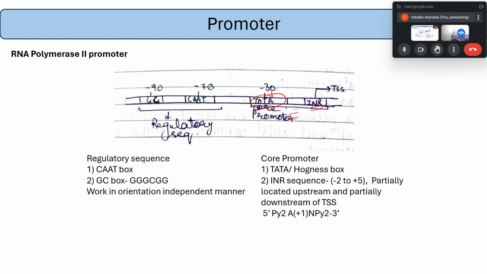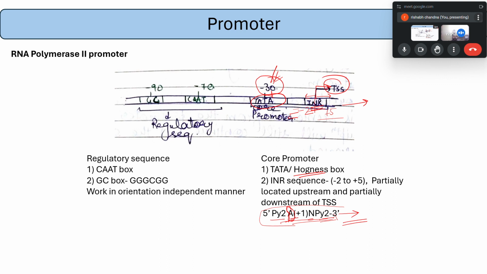Okay, so the TATA box is at the -30 position. Like in prokaryotes we have -10, here we have the -30 position, and it is also called the Hogness box. Okay, and the INR sequence ranges from -2 to +5. So the transcription start site is in between this particular sequence, and it is partially located upstream of the transcription start site and partially downstream of it. It has a specific sequence of two pyrimidine nucleotides followed by an A. So generally the start site starts with the A. Then we have another nucleotide that can be any of the four. Then we have two pyrimidine residues. So this was the consensus sequence found by the scientists, and this is a specific sequence for the INR.